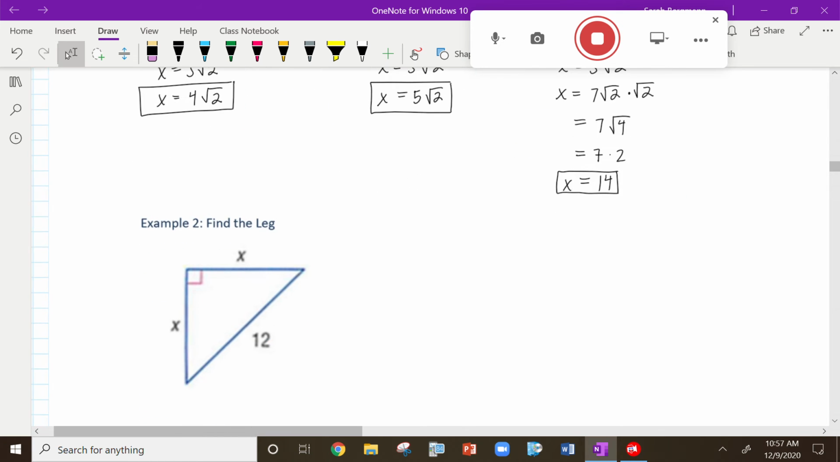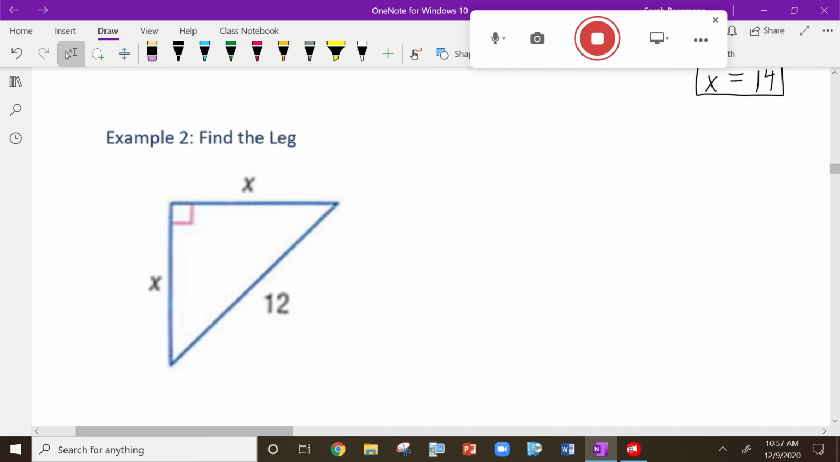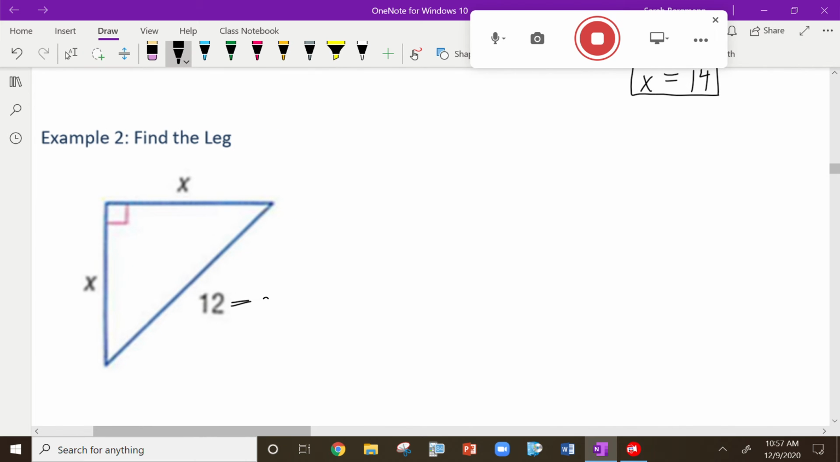Let's do another problem. This time we're given the hypotenuse and we want to find the leg. We'll start the same way, labeling the sides. It's the same process. We need to figure out the value of s. I know that x is equal to s, but I need to find s. I have 12 equals s square root of 2, so I need to get s by itself. I'll do that by dividing by square root of 2 on both sides.